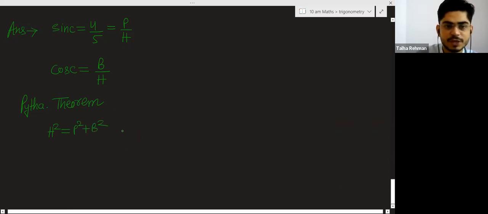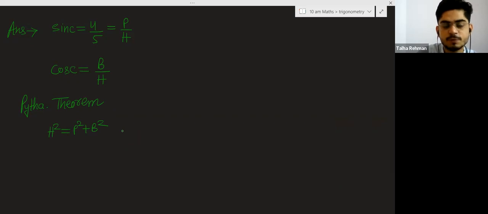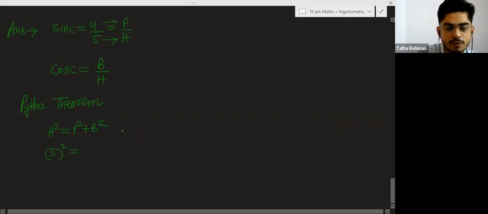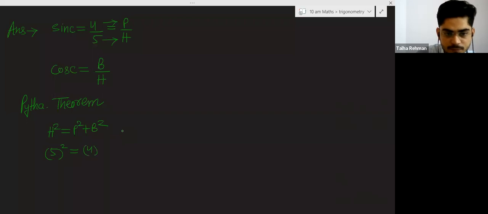Hypotenuse we have. What is the value of hypotenuse? You will put here 5. This is hypotenuse. You will write here 5 square. For the perpendicular, you will write 4 square. And this b square means base you have to calculate.